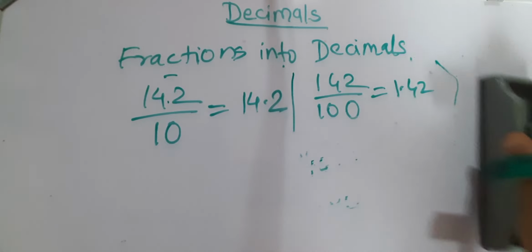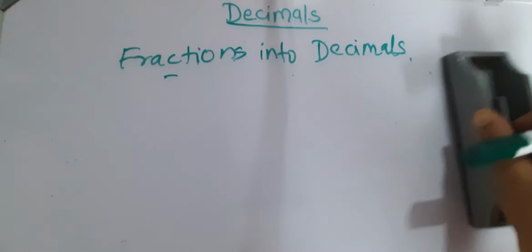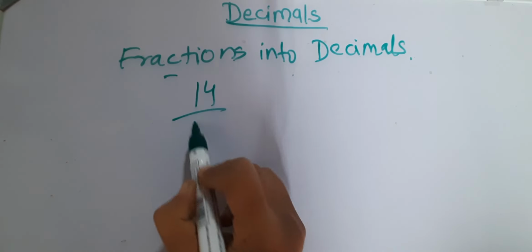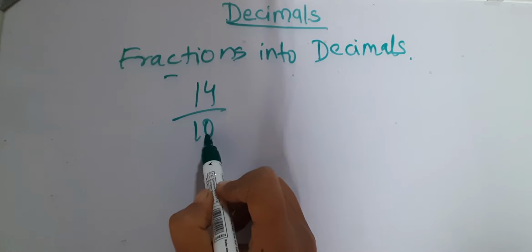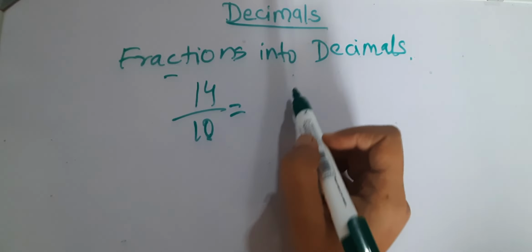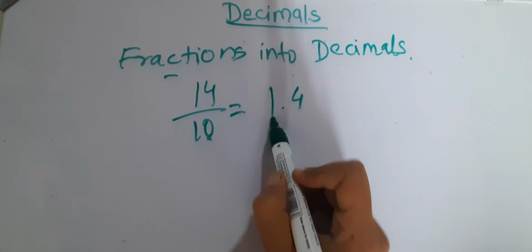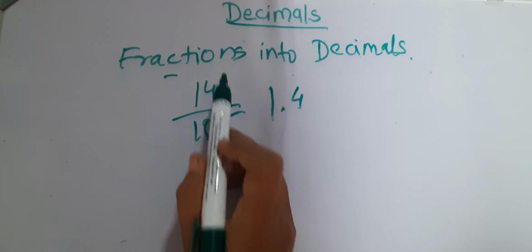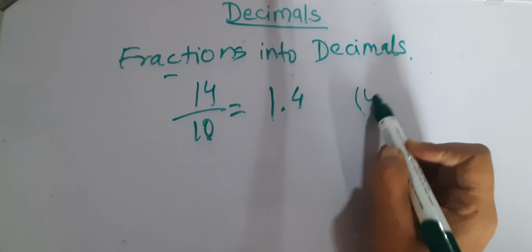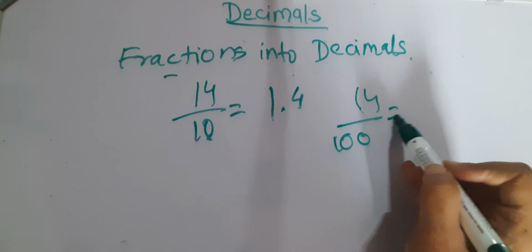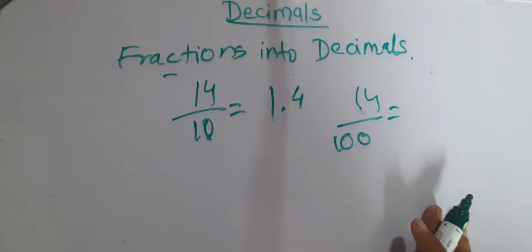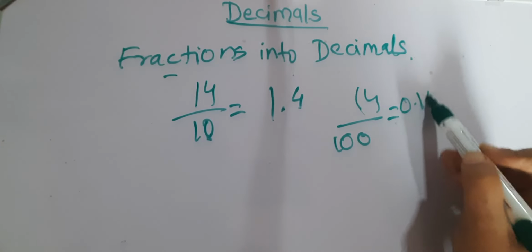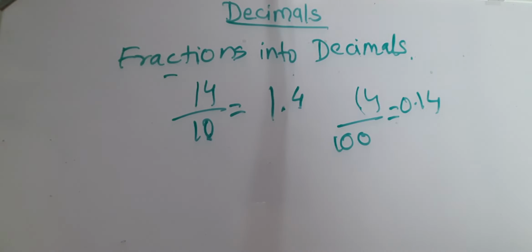How to convert fraction into decimal points? It's very simple. We need to put the decimal point at that position. As it is 14 by 10, as it is divided by 10, here we need only the tenths position after the decimal point. That is only one number after the decimal point. As it is divided by 100, here we need till 100. We need till 100 after the decimal point. So here we can write 0.14. Okay.